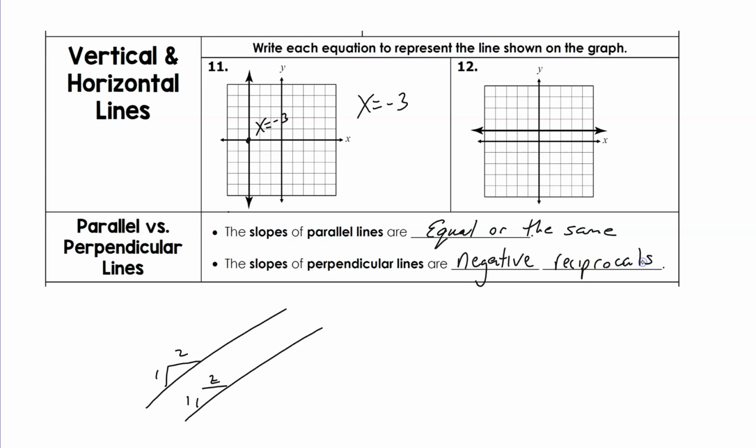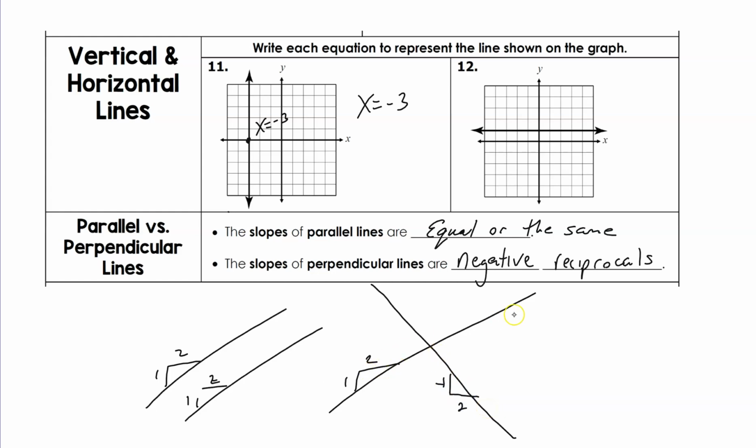Now, what is a negative reciprocal? Well, that just means the exact opposite. So when you think about it, if this line is, let's say, going up 1 and over 2, in order to be the opposite and make this 90-degree angle, this line has to be going down 1 and over 2. Down 1 and over 2.